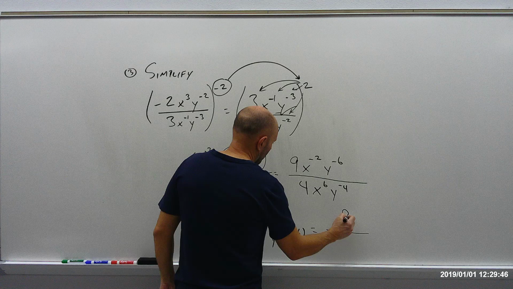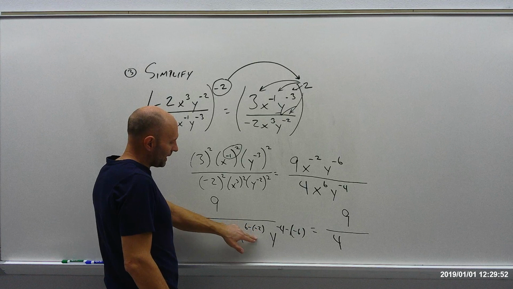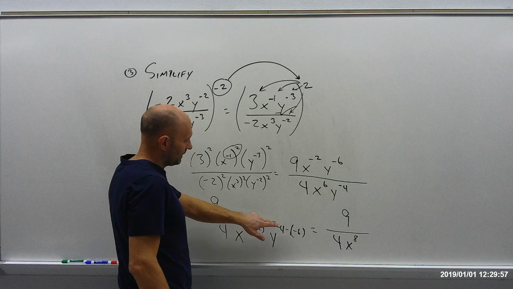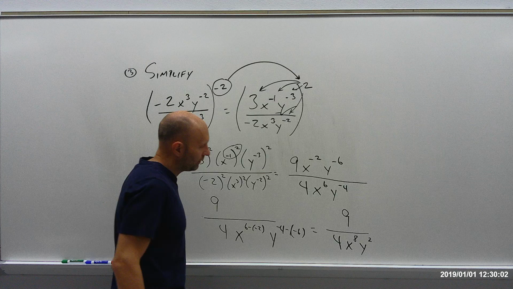So simplify this. The only thing we have in the top is a 9, 4 in the bottom. 6 minus negative 2 is like 6 plus 2. So we get x to the 8. And negative 4 plus 6 is positive 2. So your final answer should be 9 over 4x to the 8y squared.